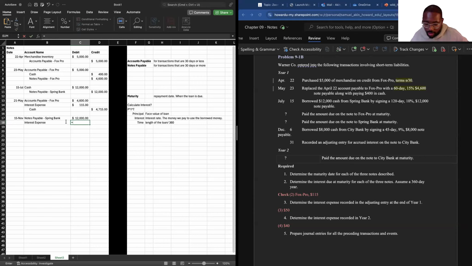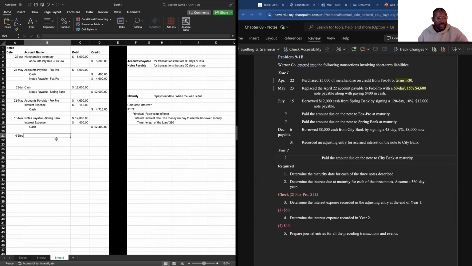How do we calculate interest? We go principal multiplied by percent. That percent is 10. And then we multiply by the number of days, 120 over 360. So that should get you 400. So we know then that cash is what we're paying this debt with, is going to be the sum total of the principal and interest. So 12,400.